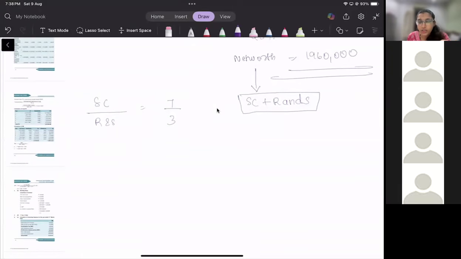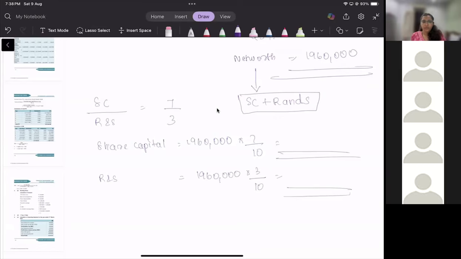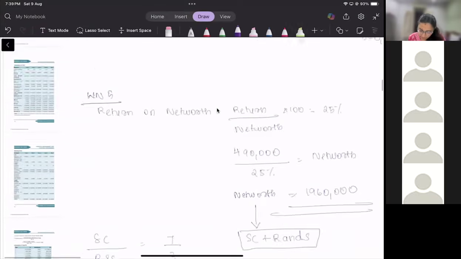They have given us the ratio of share capital to reserves and surplus. So can't we divide? Share capital is equal to 19,60,000 into 7/10. Reserves and surplus is equal to 19,60,000 into 3/10. Yes, correct. 13,72,000 and 5,88,000.